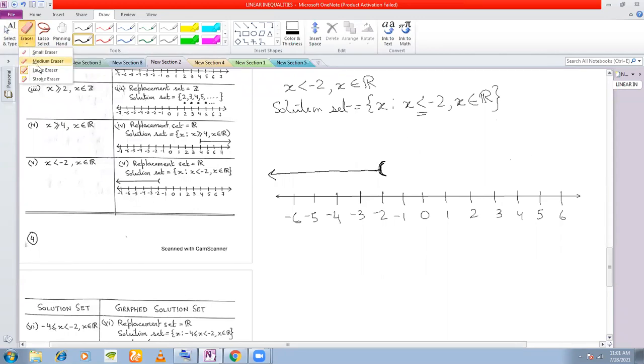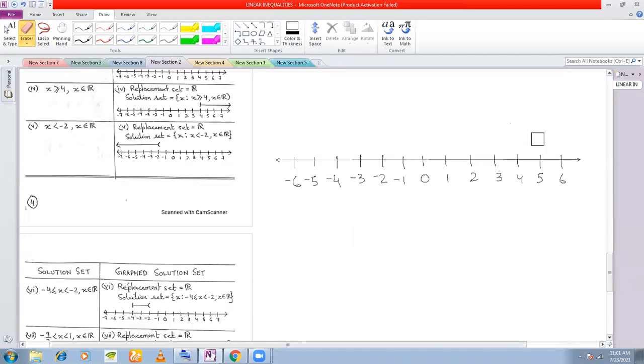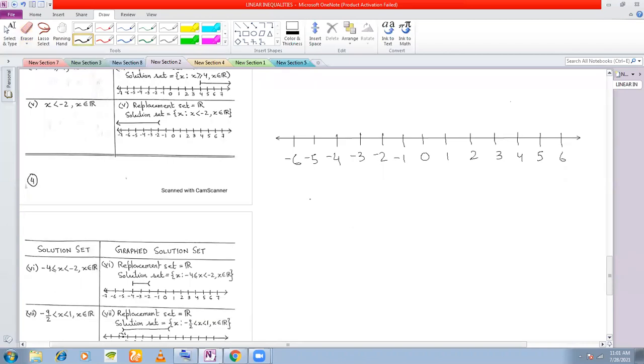Let's see the next one. The next one here is minus 4 less than or equal to x less than minus 2, x belongs to the set of real numbers. Now we want to represent this on the number line. As I told you, this symbol means x lies between minus 4 and minus 2. x can be equal to minus 4, but x cannot be equal to minus 2 because there's no equality here.